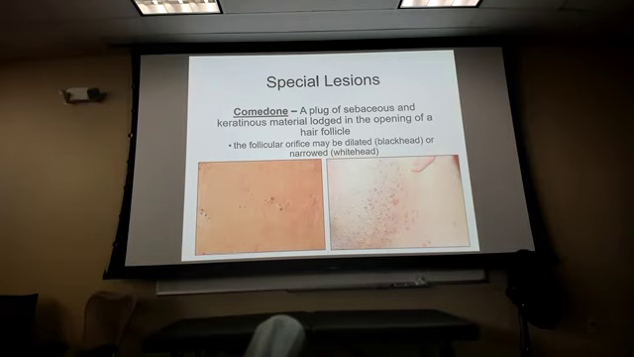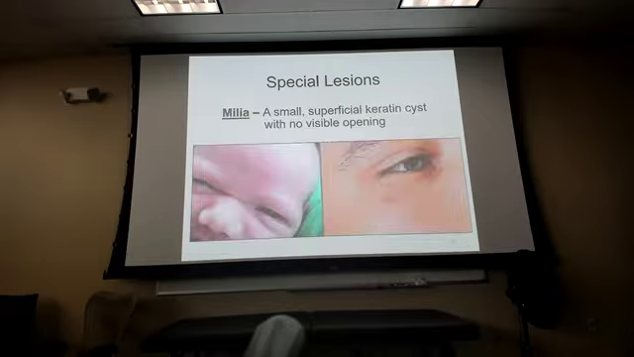All right. How many of y'all have seen a baby that's got some of those things around the eyelids, and then you wonder, doctor, what's going on with my baby? Okay, that's milia. It is benign. It'll go away on its own. So it's a small superficial keratin cyst with no visible opening. Again, those are some of the papules around the eyes. Milia.